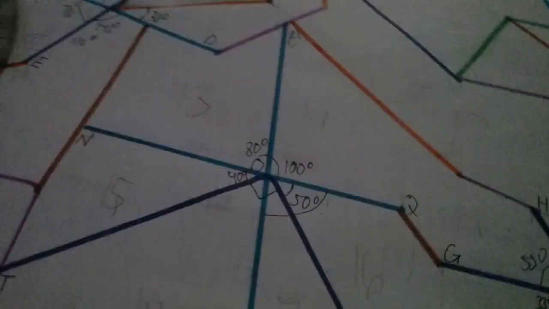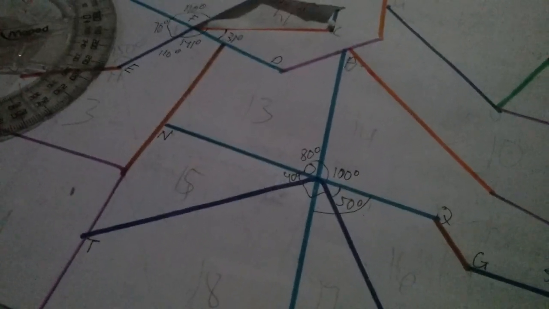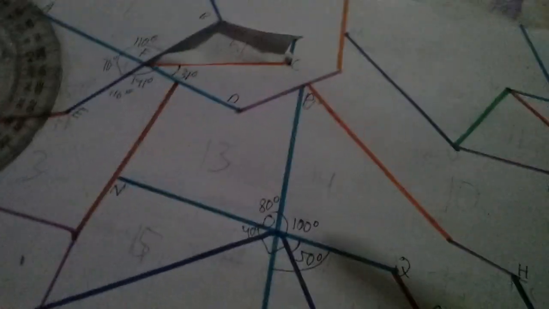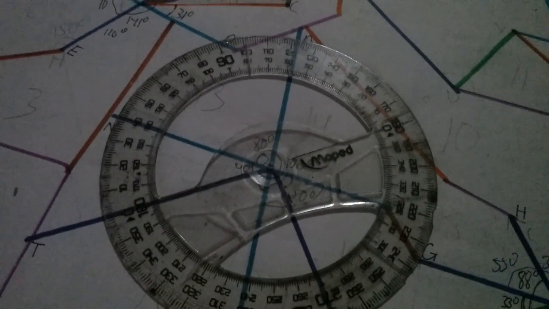Last but not least, we need to find out the measure of angle POT, which is this one, POT. It's kind of obvious now because angle NOT is 40 degrees, remember? And then angle NOP is 80 degrees. So the summation of the two should add up to 120 degrees. So angle POT measures 120 degrees. Double check using your protractor. And that's it, guys.